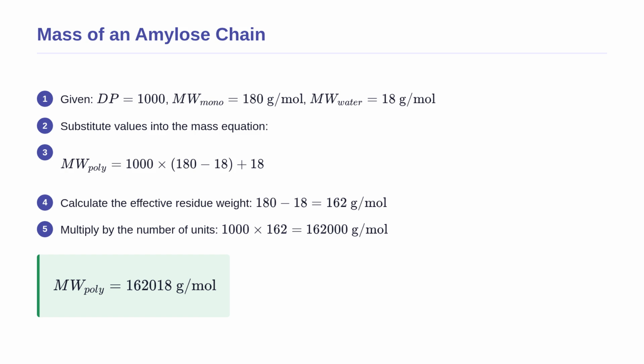We multiply this by the 1,000 units, yielding 162,000. Finally, we add back the 18 for the terminal ends. Our final answer is 162,018 grams per mole. This shows how efficiently plants pack away massive amounts of glucose.